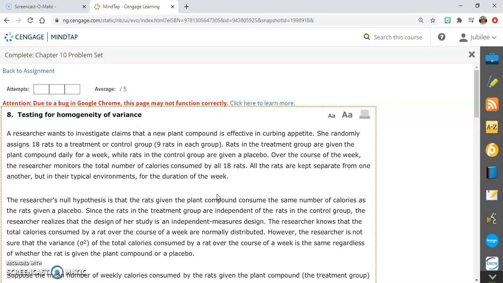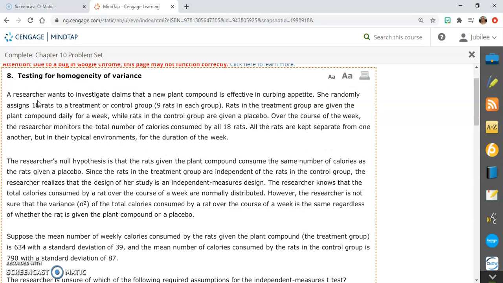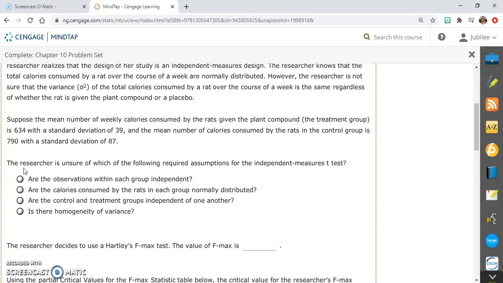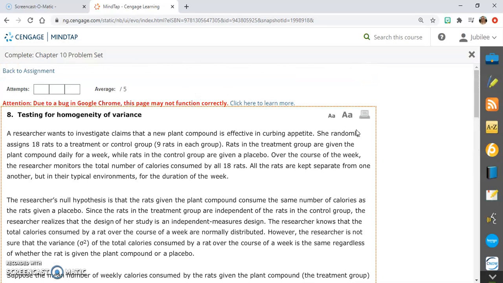All right. So I have to identify if I can do an independent measures t-test. So let me read this. She wants to know about a new plant that affects appetite. So she randomly assigns 18 rats to a treatment or control group. So I have 9 rats in each group. So I have the same number in each group.